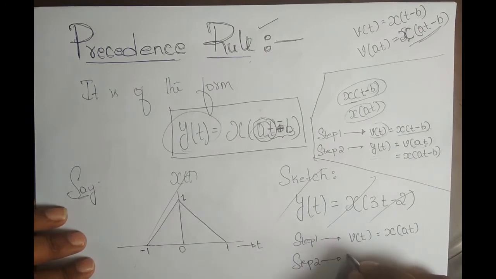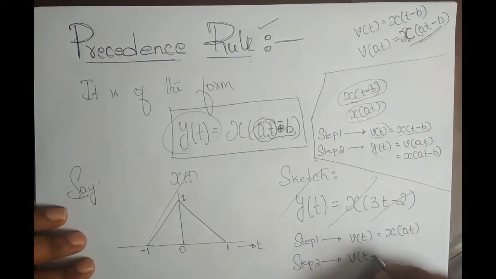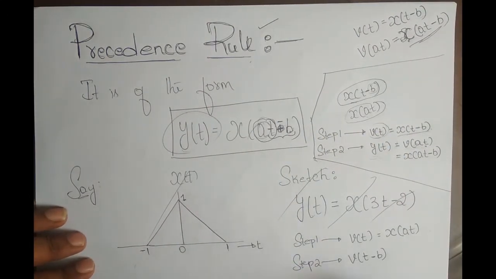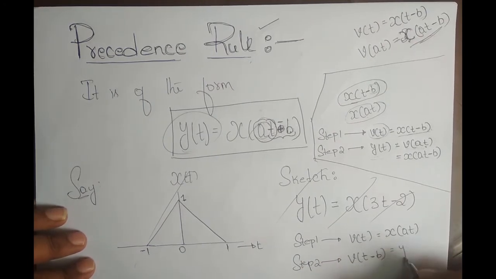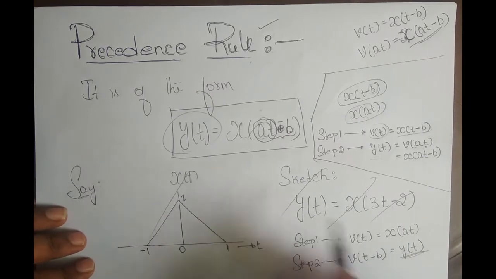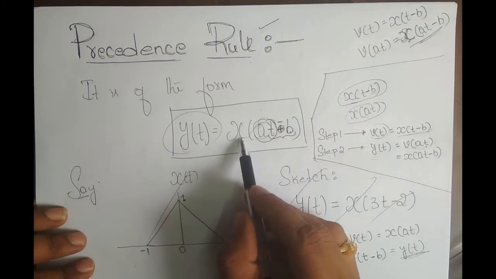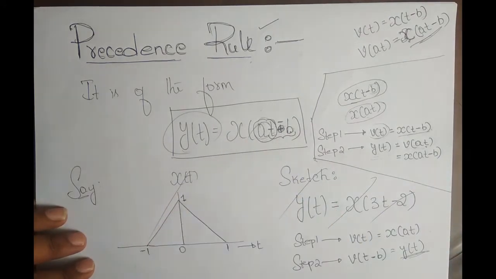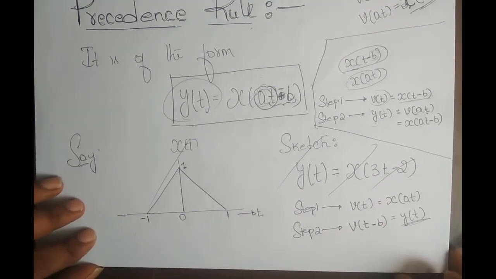So v of t minus b, right? While shifting, ignore the scaling part. While scaling, ignore the shifting part. So this is nothing but what I have to call y of t. Now the question is whether this v of t minus b, which I have called y of t, is our original resultant signal x of at minus b. We don't know, right? So we will check it.